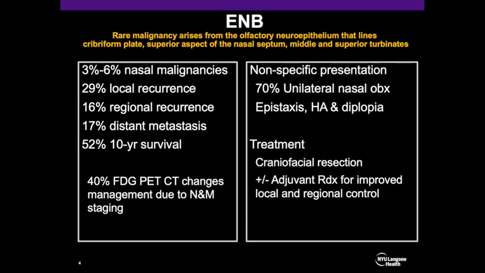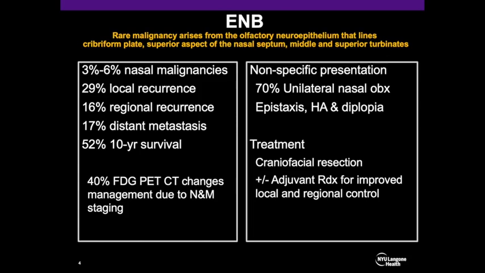Esthesioneuroblastoma, despite being a rare nasal malignancy, is associated with an increased risk of local recurrence in 1/3 of cases, and distant metastases are as common as regional recurrences. In that setting, we need a good systemic screening diagnostic tool, and FDG PET-CT has been doing a pretty good job so far. FDG PET-CT has changed disease management in 40% of esthesioneuroblastoma patients due to better recognition of nodal and metastatic staging.